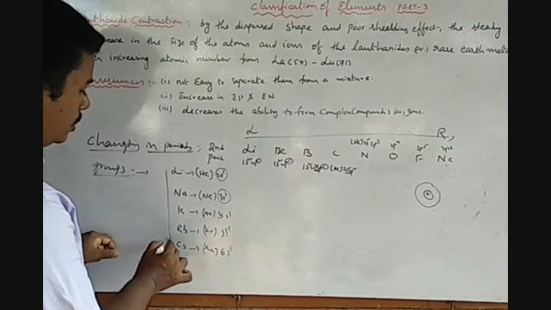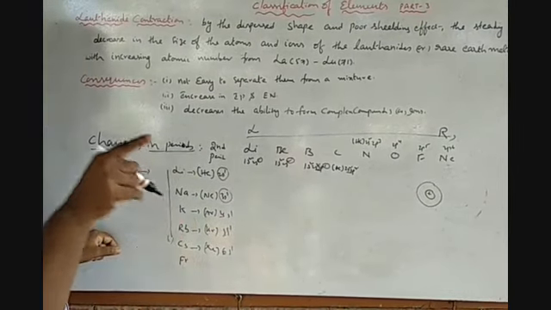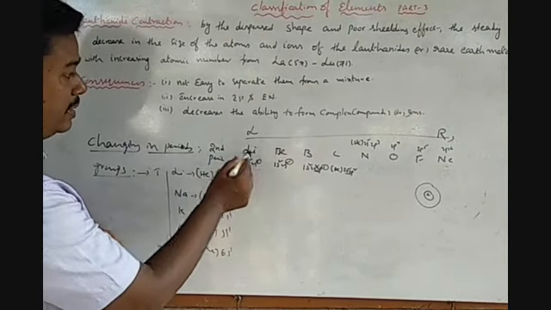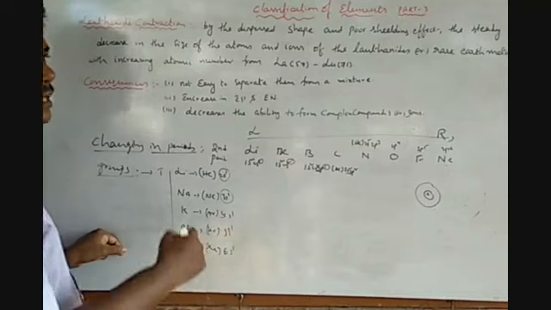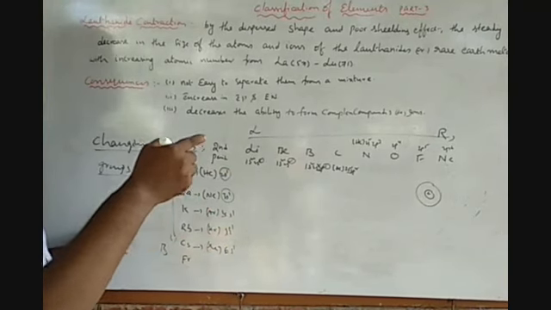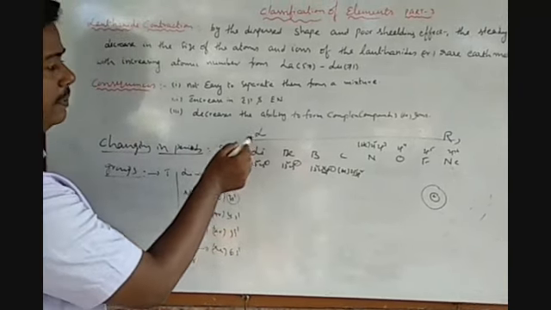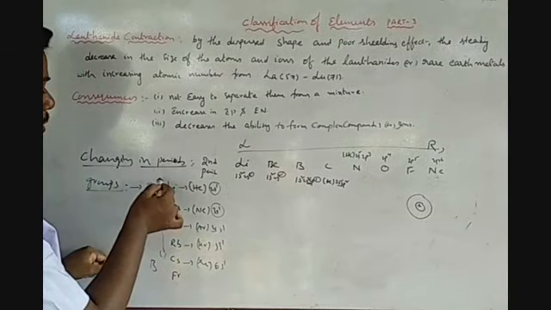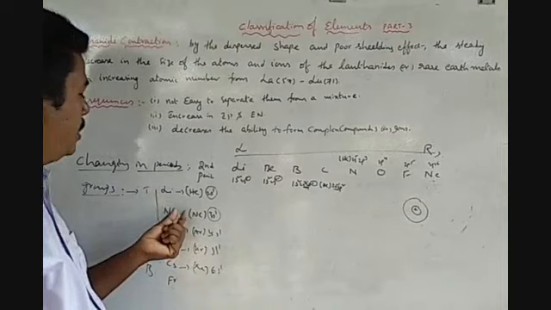In the case of a group, we observe from top to bottom, whereas in the case of a period, from left to right. So that is how the gradation and changes happen. In case of a period, always study from left to right, whereas in case of groups from top to bottom. While moving from top to bottom, what happens?